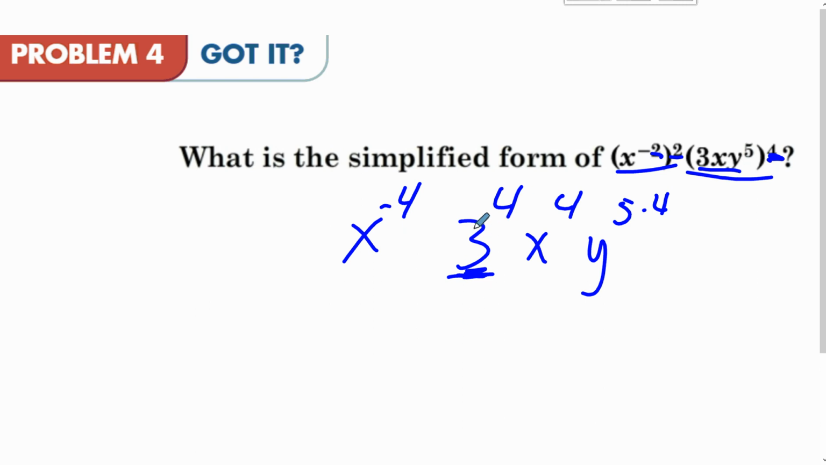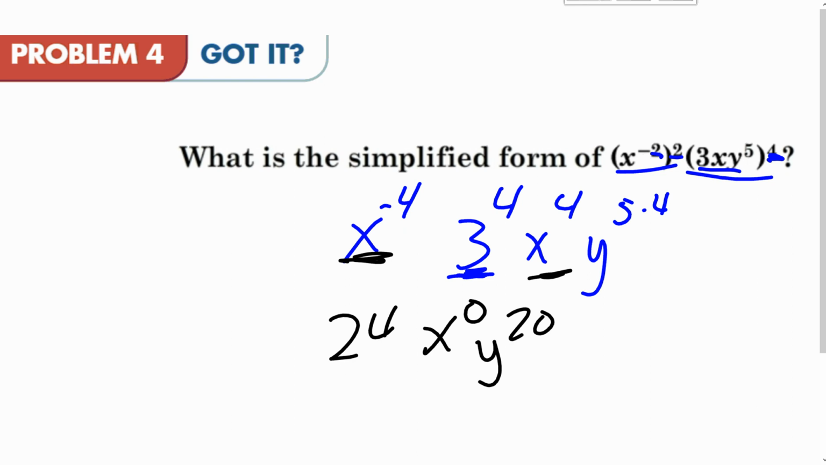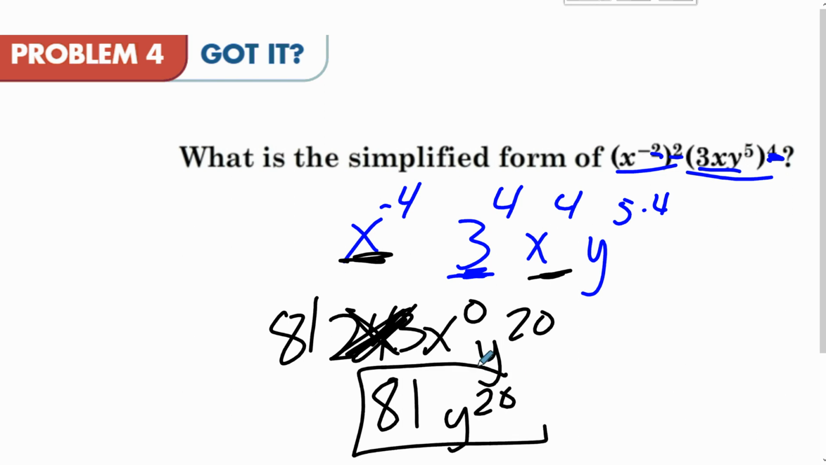And then 3 to the 4th is, that's 243. And so then these x's are also the same base, so we add those, so we get x to the 0, y to the 20, and 243. And so now, x to the 0, we can leave it as x to the 0, or literally we don't have to write any x's if we don't want to. 3 to the 4th is not 243, that's to the 5th. It is 81. So I can write 81, no x's, y to the 20. So that's kind of like simplified form.